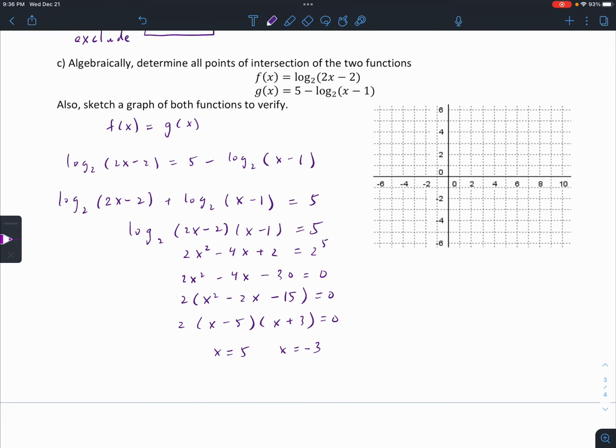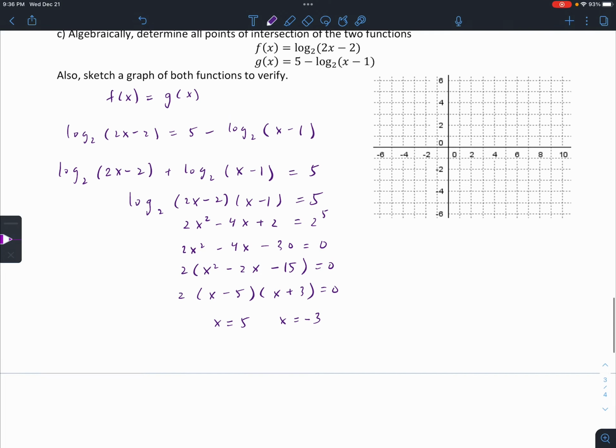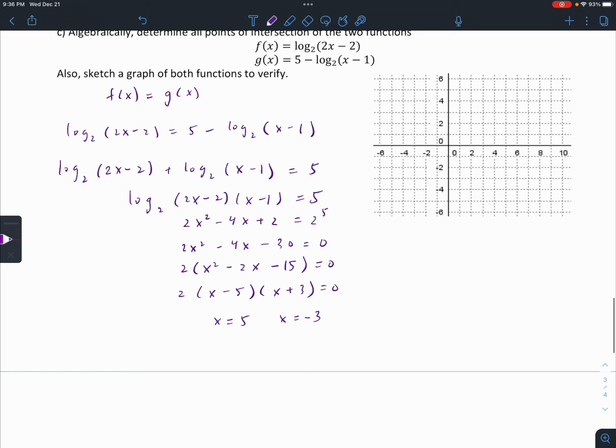To find the y values, we would substitute into one of the equations, right? So let's go with f, seems simple enough. Or maybe even, yeah, let's go with f, it doesn't matter. F at 5 would equal log to the base 2, and then if we put 5 in, so 2 times 5, 10, minus 2, 8. So we know that that's equal to 3.